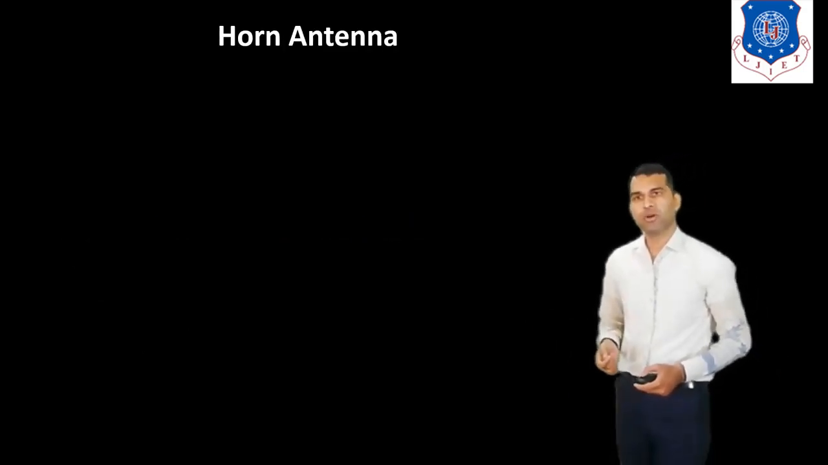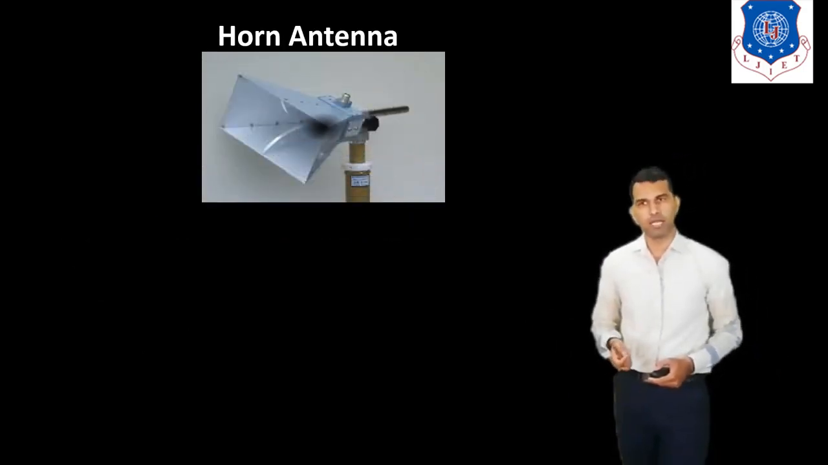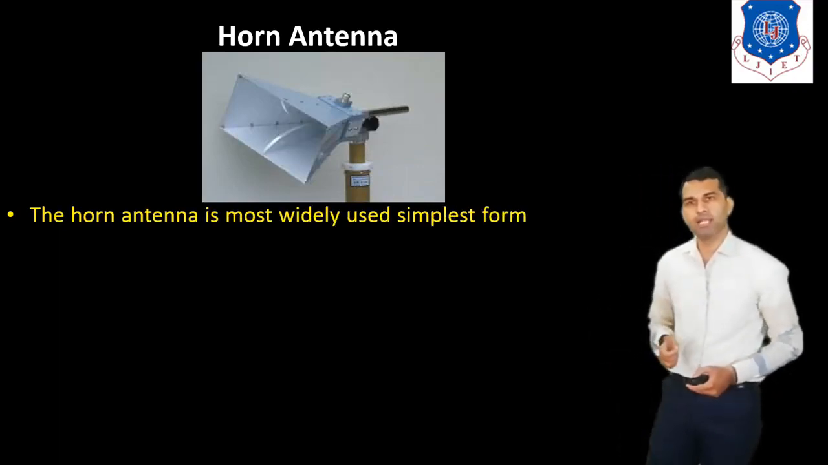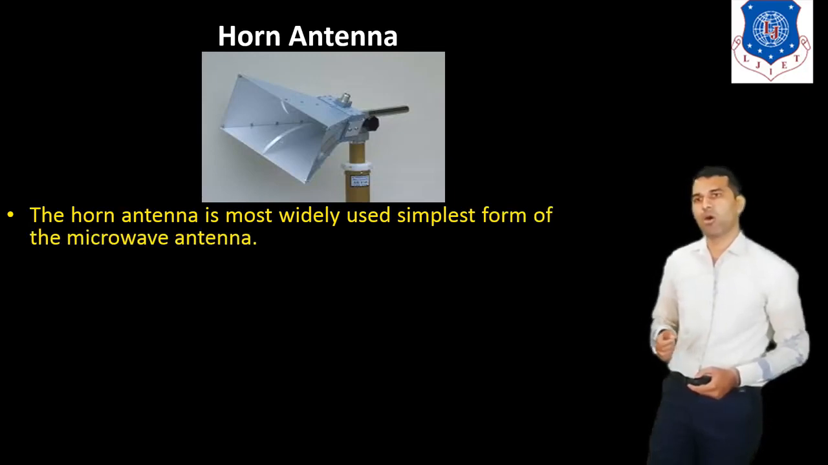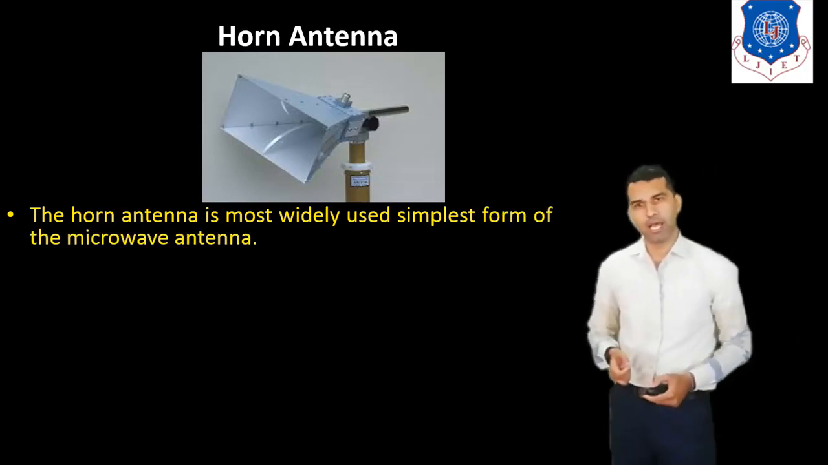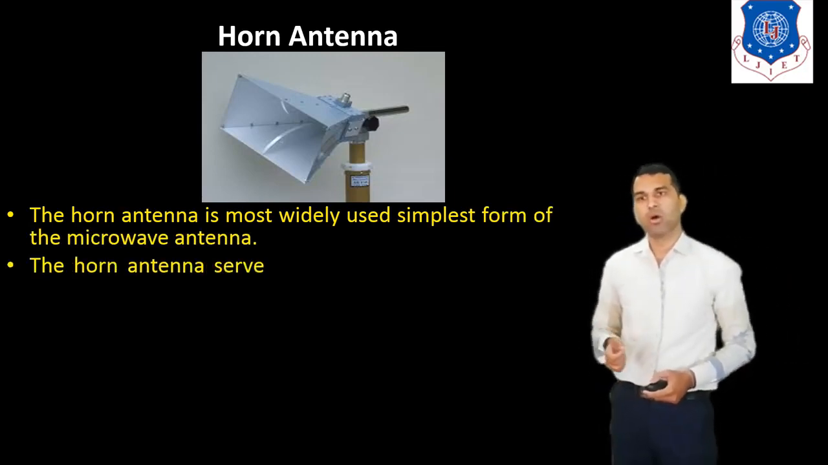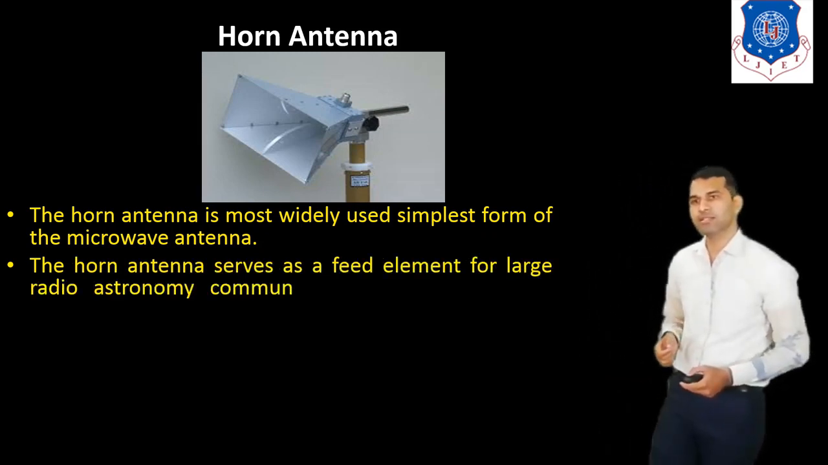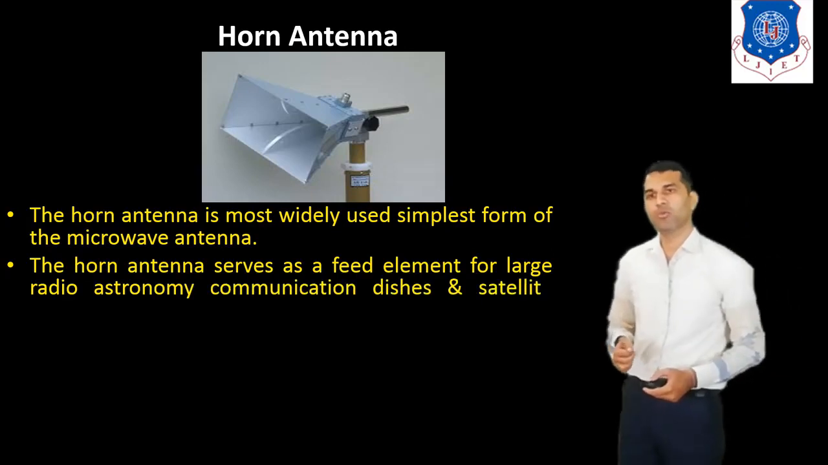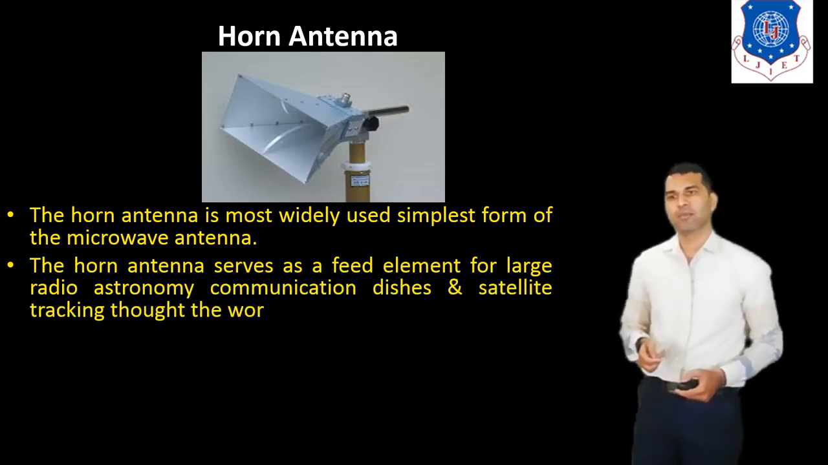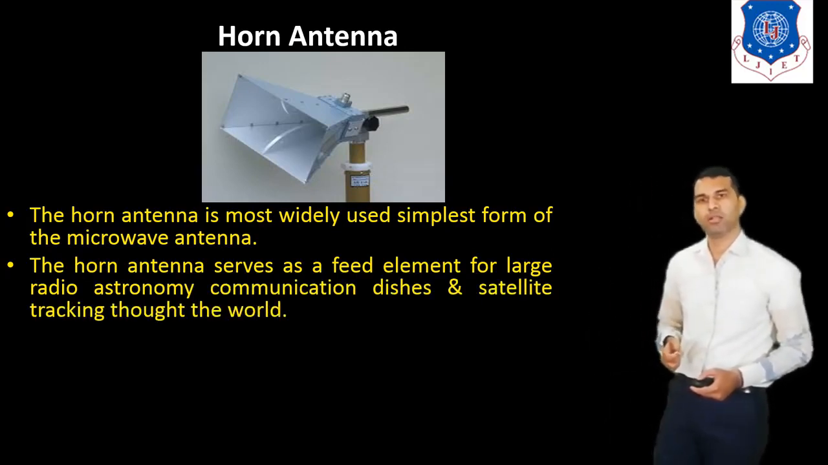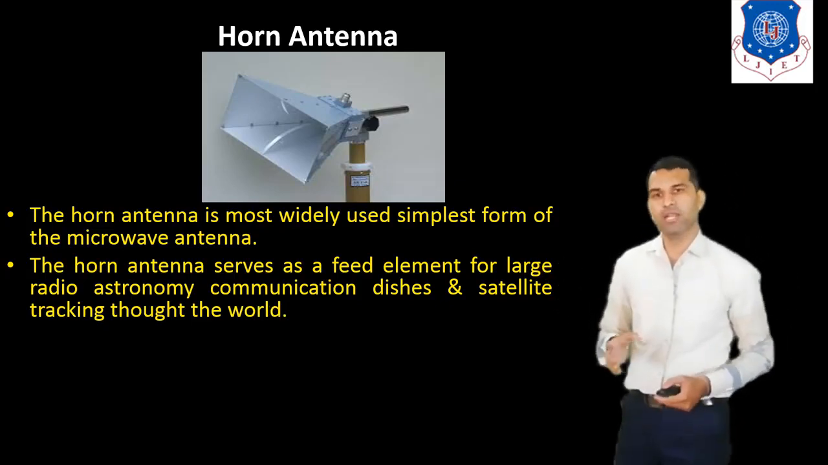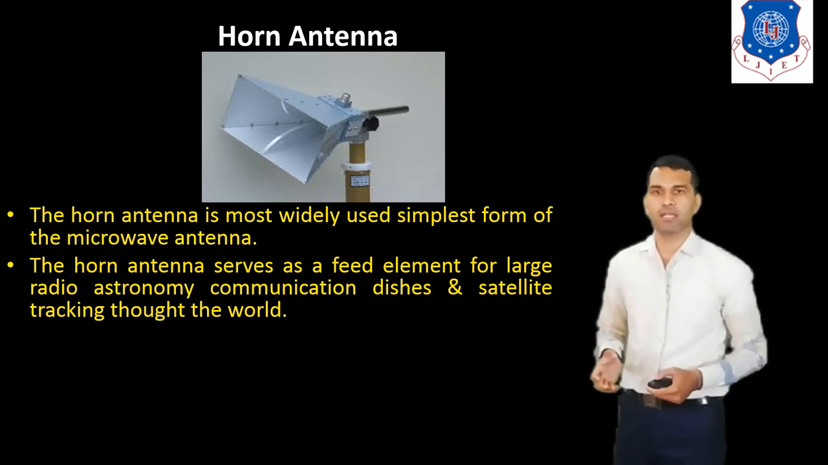So first we understand what a horn antenna is. The horn antenna is the most widely used, simplest form of microwave antenna. The horn antenna serves as a feed element for large radio astronomy, communication dish and satellite tracking throughout the world. So normally we use the horn antenna as a feeding element in the reflector antenna.